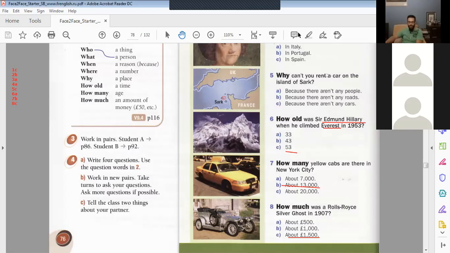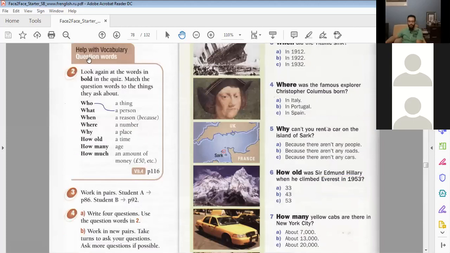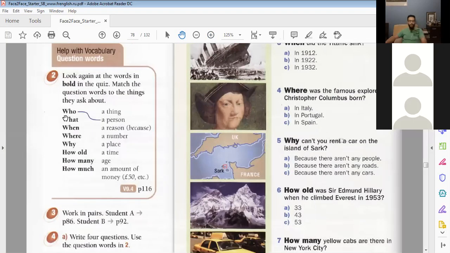Now let's go to our next question. Here we want to match. Do you see the question words? Yes. Okay, so let's match these question words. So we use who. We use it to ask about a person, right? Yes. What about what? How do we use what? What about when? A time.